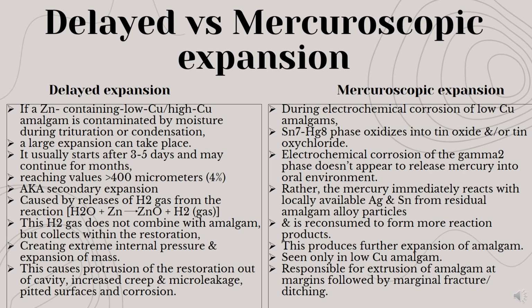This produces further expansion of the amalgam. This mechanism was explained as mercuroscopic expansion by Jorgensen and is seen only in low copper amalgam. This is responsible for extrusion of amalgam at the margins followed by marginal fracture or ditching.